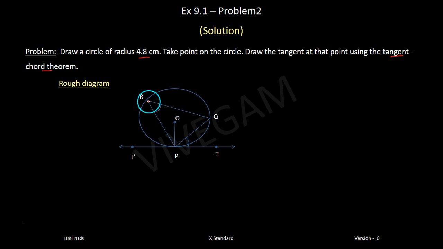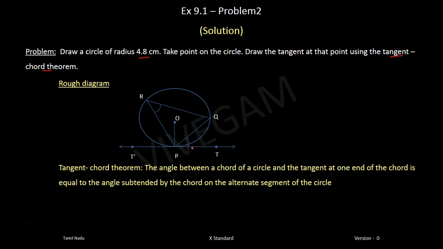What the tangent chord theorem says is that this angle is equal to this angle. That is, the angle between the chord and the tangent drawn at one end of the chord. PQ is your chord, and the tangent is drawn at one end of it, that is P. The angle between the chord and the tangent drawn at one end of the chord is equal to the angle subtended by the chord on the alternate segment of the circle.